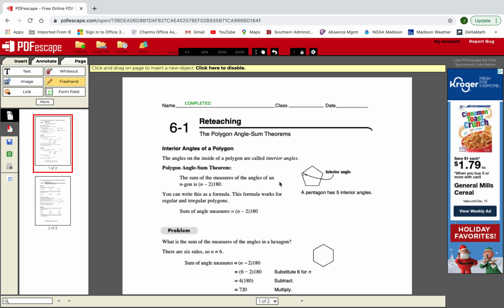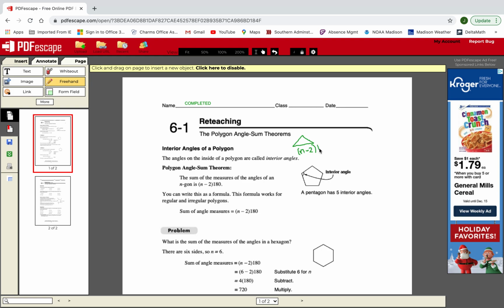The polygon angle sum theorem: there's a formula for it, n minus 2 times 180 degrees. The reason for this is because you can split any polygon into triangles, and the number of triangles that you can split it into is 2 less than the number of sides that it has. For instance, a triangle itself is one triangle, and there are 3 sides, so that is still n minus 2, n being the number of sides.